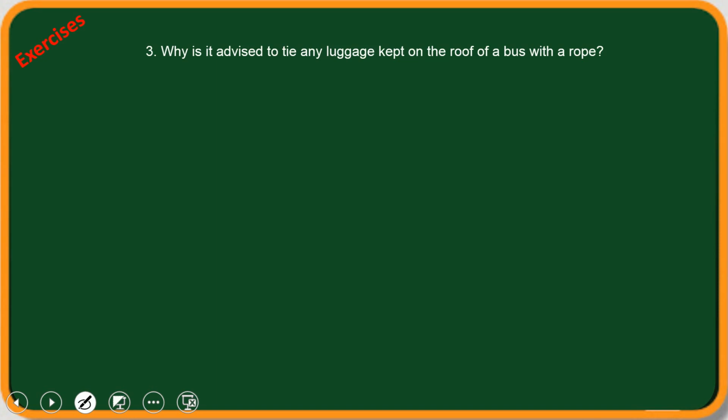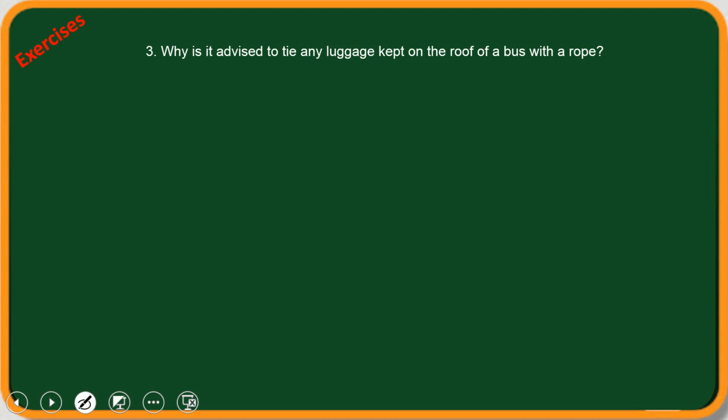Sometimes it also has to apply a sudden brake. At that time, if the luggage is not tied to the bus, the inertia of the luggage and the inertia of the bus will be different. That is, the bus comes to a stop suddenly, but the luggage is at rest and wants to remain at rest, understand?